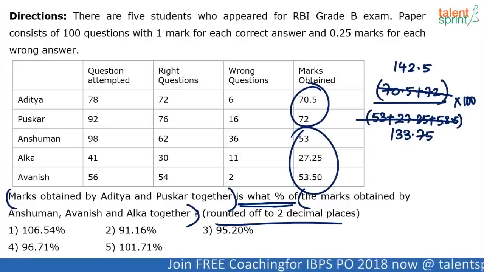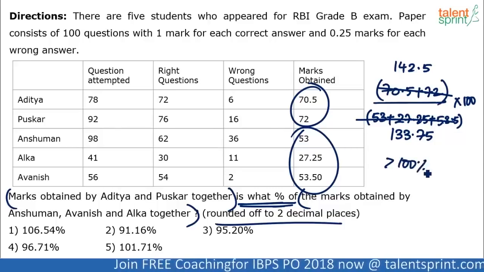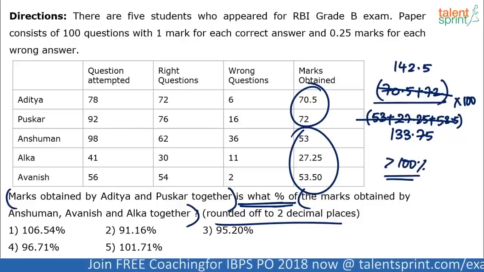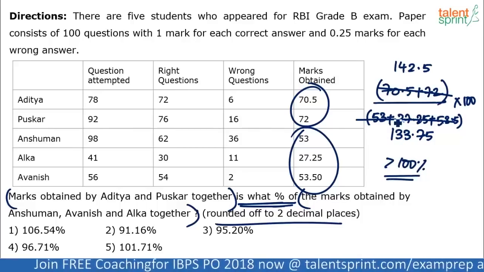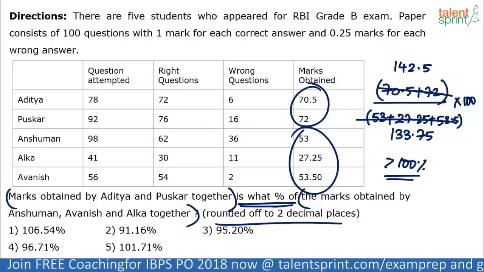The immediate reaction after doing this calculation should be that the answer will be greater than 100%. Why is it so? Because the numerator is more than the denominator. Yes or no? 142.5 and 133.75. Numerator is more than denominator. So the answer should be more than 100%.